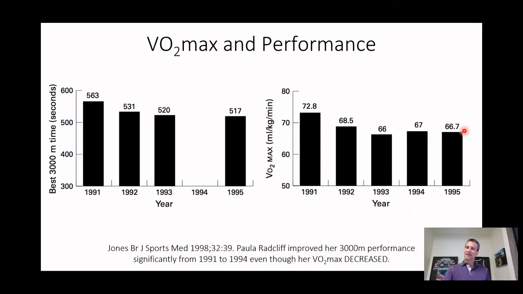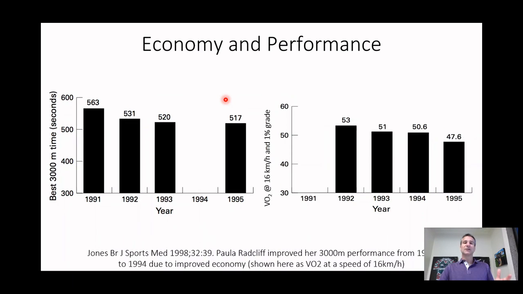Why did her VO2 max decline? Well, because VO2 max is going to be related to your cardiac output. And as you age, your maximum heart rate comes down. And so your VO2 max can decline as you age, even over a 5-year period like this. So her VO2 max has come down, but her performance has improved. And so if it's not VO2 max, what else could it be?